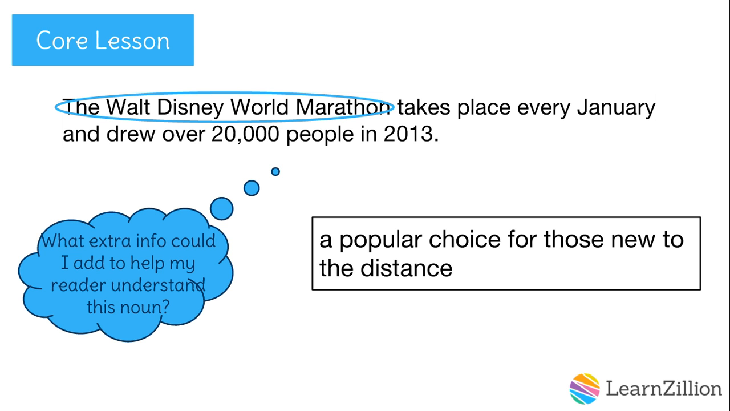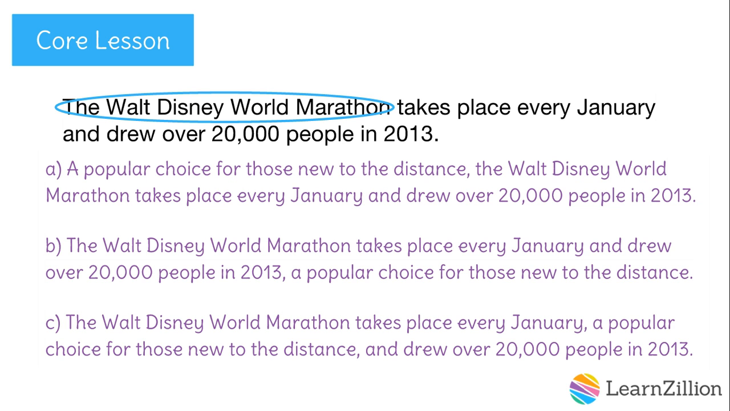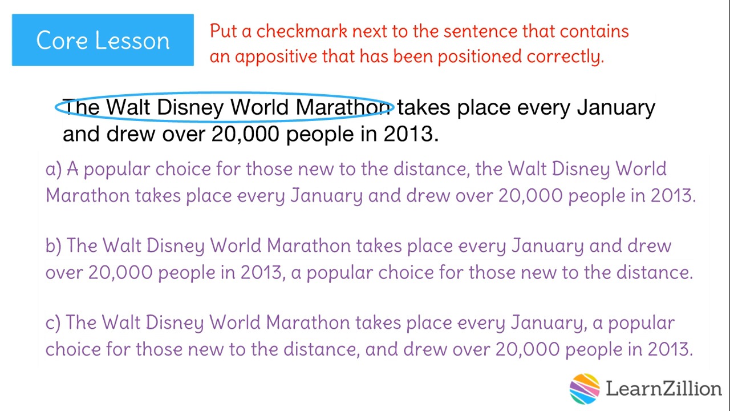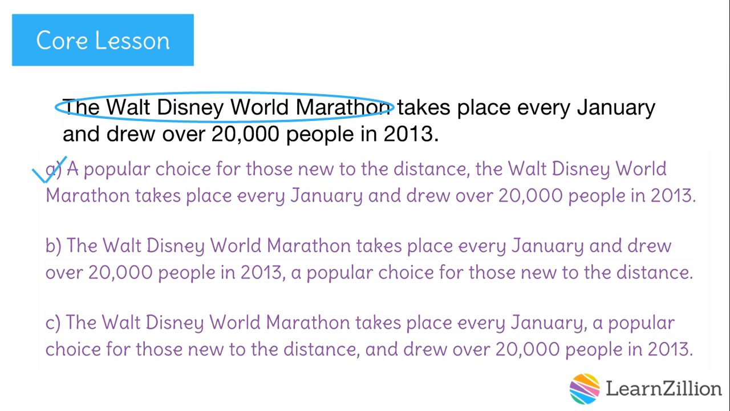Now remember, an appositive needs to come right next to the noun it's modifying. Which of these sentences has the appositive in the correct place? Pause the video and put a check mark next to the sentence that contains an appositive in the correct position. Press play when you finish. You should have checked sentence A because the appositive is right next to the noun that it's modifying. Notice again how the appositive is separated from the rest of the sentence with a comma because it is not essential for the meaning of the sentence.